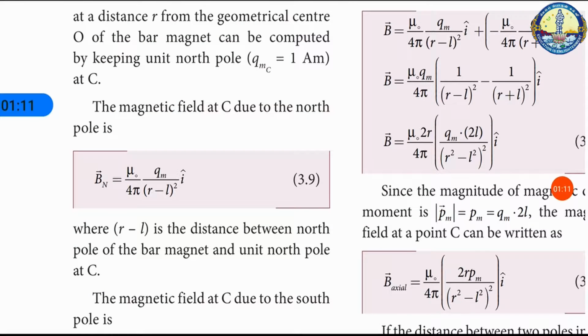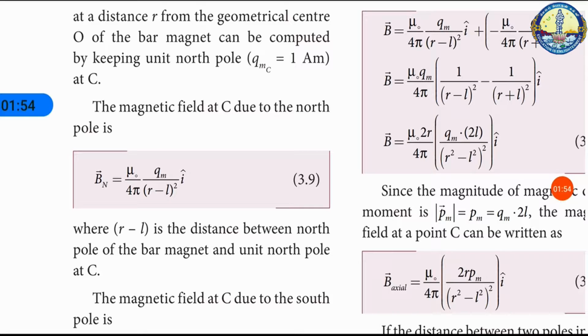The magnetic field at C due to the north pole is Bn equal to mu naught divided by 4 pi into Qm divided by (r minus L) whole square, in the i direction. Why are we writing r minus L? From the geometrical center to the point C we denote the distance as r. Now we consider only the length from the north pole to the center, so we have to subtract L. So the distance between the north pole and the point C is r minus L, and the charge we use is Qm, the pole strength.